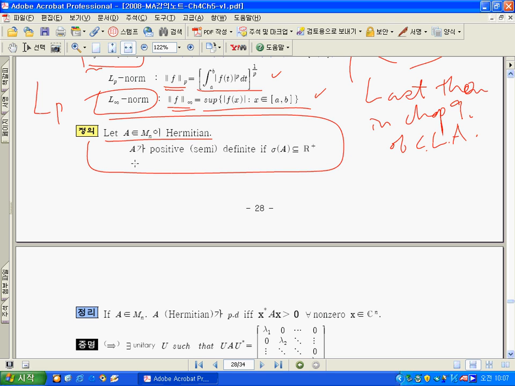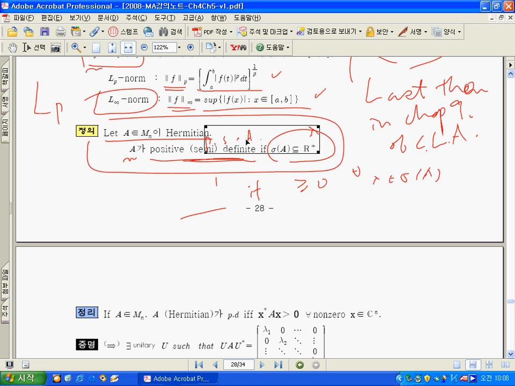Okay. First, for a Hermitian matrix, we define that the matrix is positive definite if all eigenvalues are positive. We call A positive semi-definite if all eigenvalues are non-negative. We call it positive definite if lambda is strictly greater than 0.